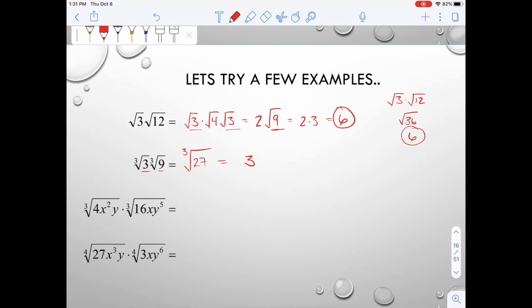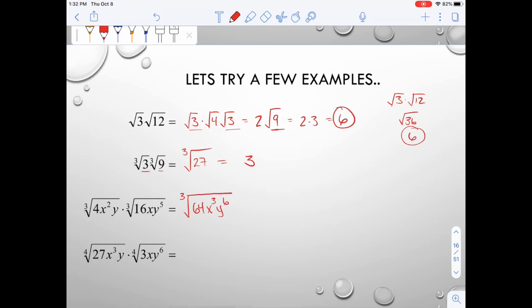All right, same thing, next example. Here I have cube root of 4x squared y times cube root of 16x y to the 5th. Now 16 does have a perfect cube factor in it, but let me also take another look. 4 times 16 is going to give me 64, right? Is 64 a perfect cube? Okay, so hopefully you guys came up with the fact that 64 is actually a perfect cube. So here we're going to have the cube root of 64. When I multiply all this out, x cubed y to the 6th.